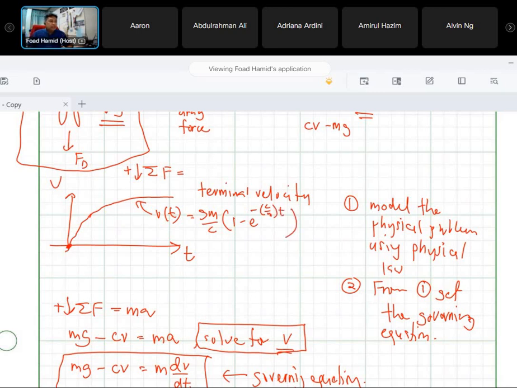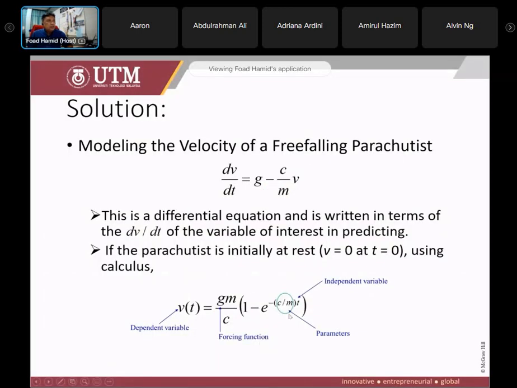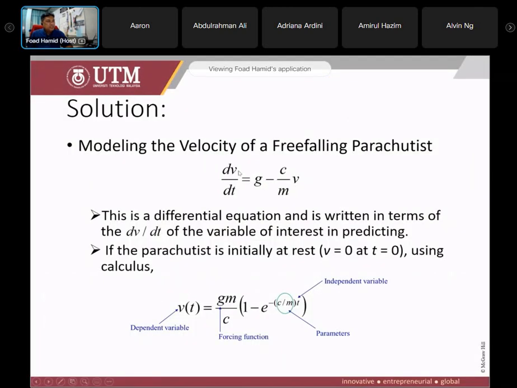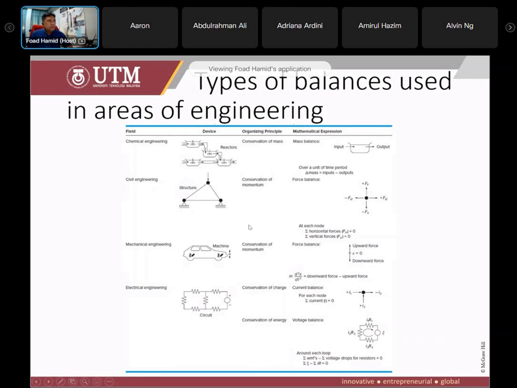Right? So that is the solution for our equation. I don't want to go into how we get from here to here. You will learn this in your math class. So I don't want to go into that. Now the next one, this is some of the common equations or balances that we use in engineering.